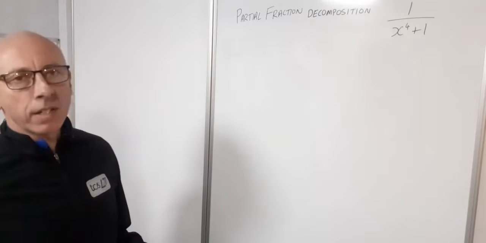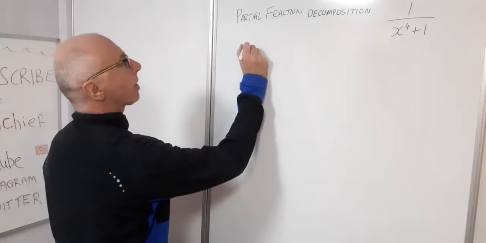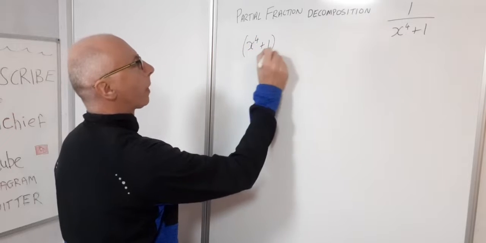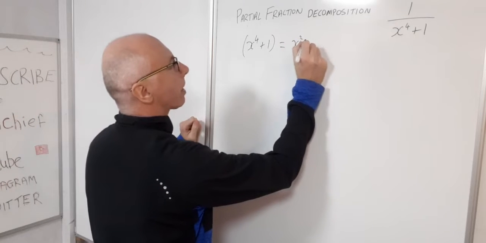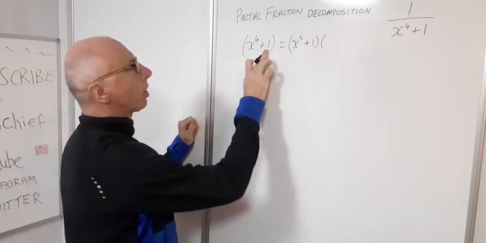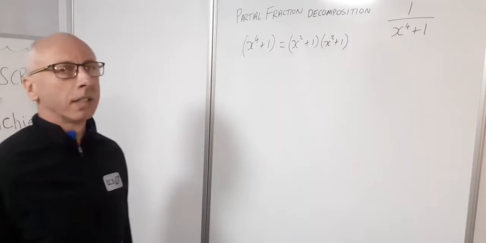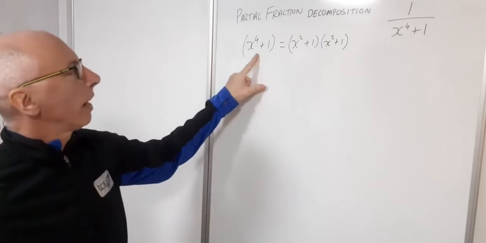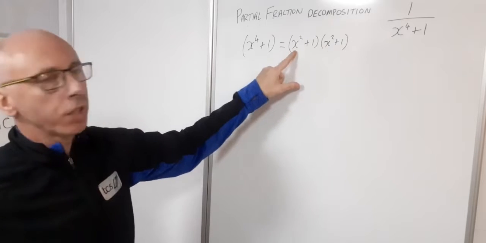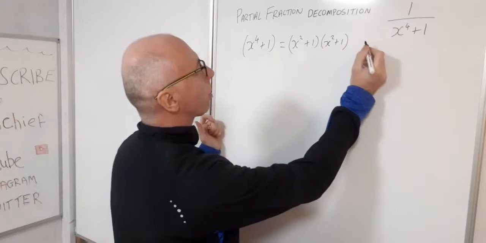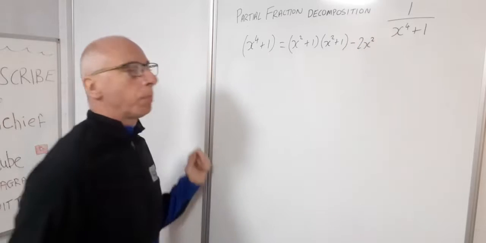So 1 over x to the 4 plus 1. First stage is to try and factor this denominator. So let's have a look at x to the 4 plus 1. Now we can break this up into two squares by writing x squared plus 1. And as we've got a plus 1 here, we can write the same one again. So we've got x squared plus 1 again. But now you'll see we've changed the value. We've got an extra x squared term, which is 1 times x squared and another 1 times x squared. So we've now got plus 2x squared.